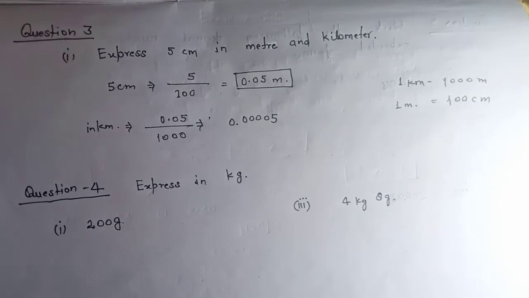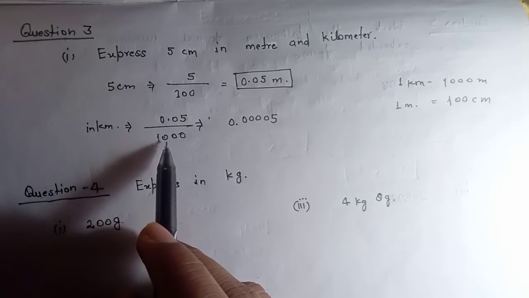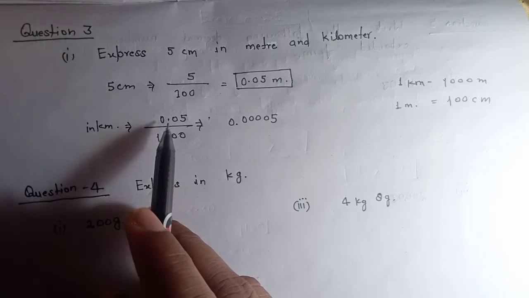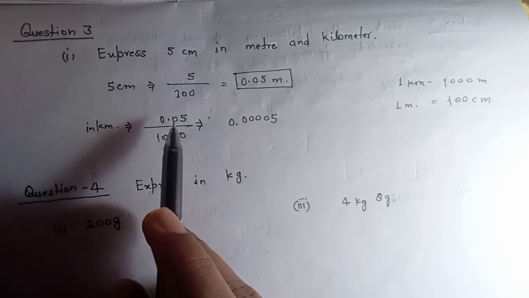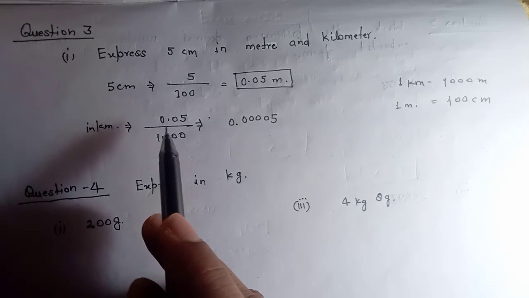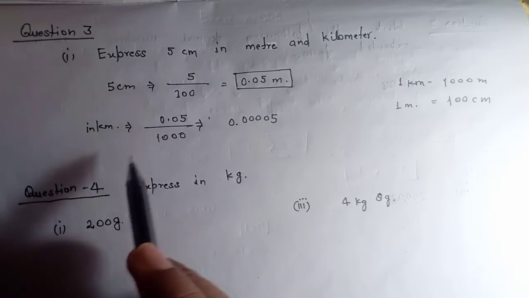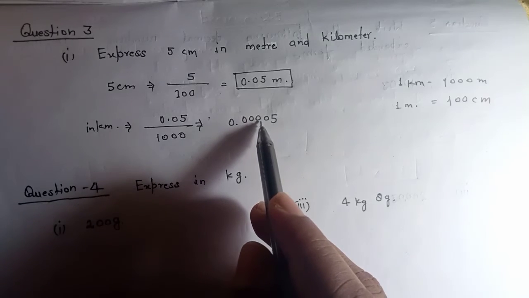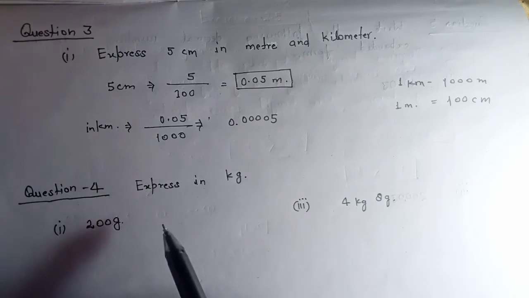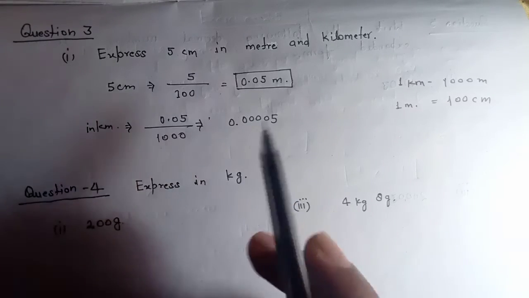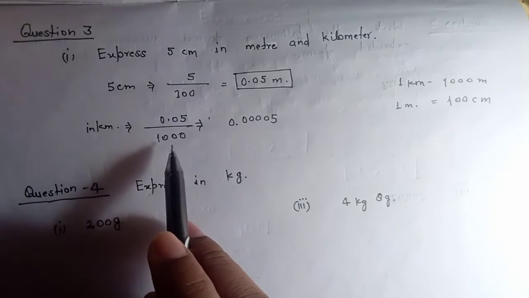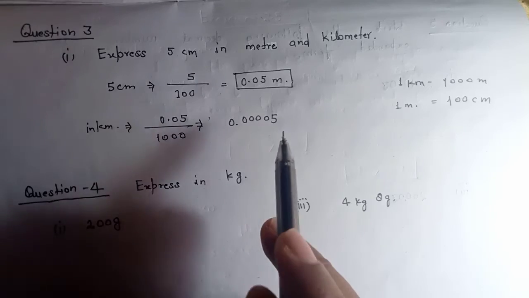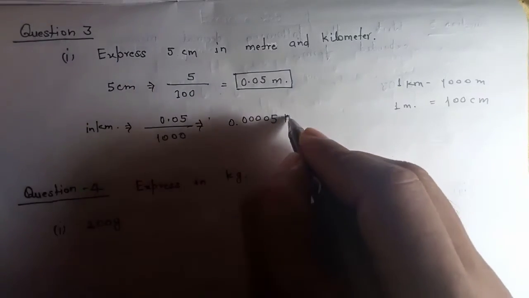0.00005. And we have a simple method for this. You can see that 1000 is dividing and the decimal point is here. When there are 3 zeros, it means the decimal point will move towards the left side. It will cover 3 digits. So here you can see it was here, 1, 2 and 3, it is here. So this is the short method. Otherwise you have to divide this 0.05 by 1000 in your copy. You will get 0.00005 kilometer.